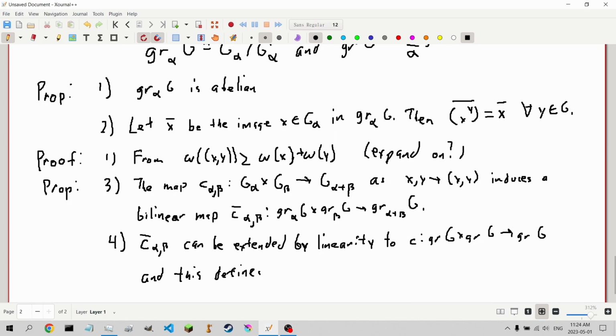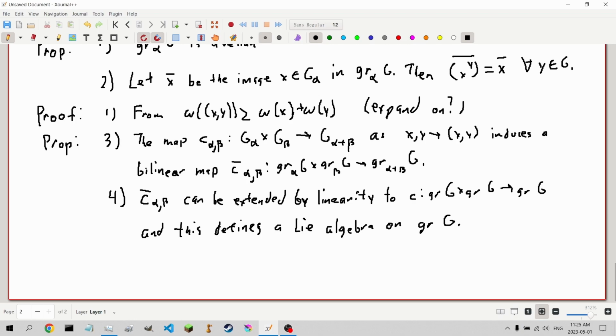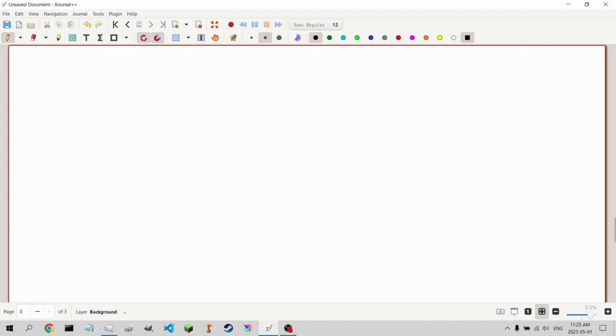this defines a Lie algebra on GR of G. This is where everything starts to come back around for us. And let's see how much time we have, because it's hard to tell with my current setup. I got 35. So we got a bit. We can work through this proof at least. So we're going to prove these two things here.